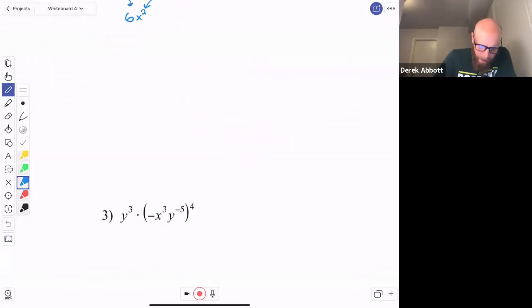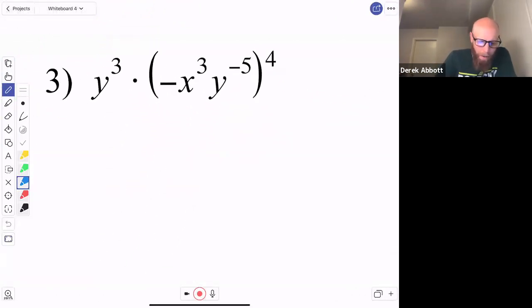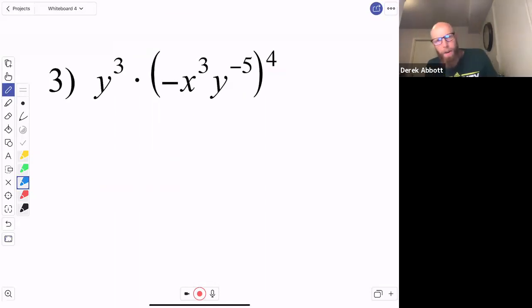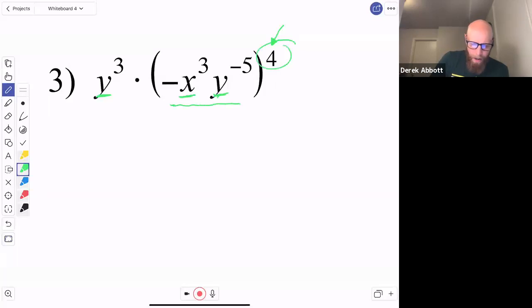Let's jump up a little bit to power to a power. So here's what I'm seeing, just so that you're on the same page with me. I see a y base, I see an x base, I see a y base, but then we've got this power to a power, right? This is the order of operations that says deal with the parentheses first. We always want to try to eliminate parentheses if we can. So what's in the parentheses with the exponent on it?